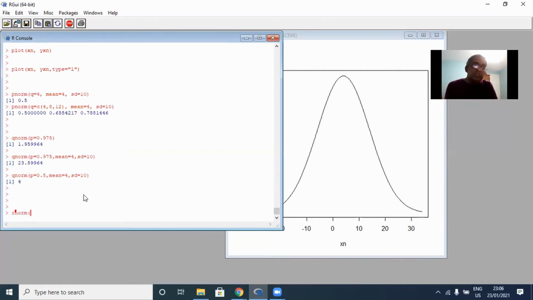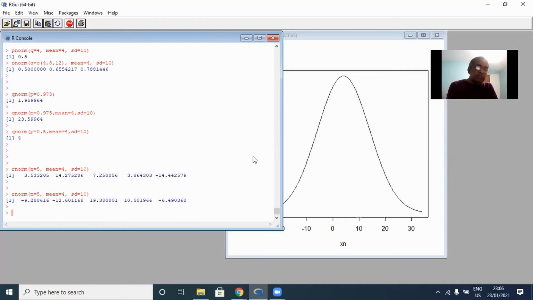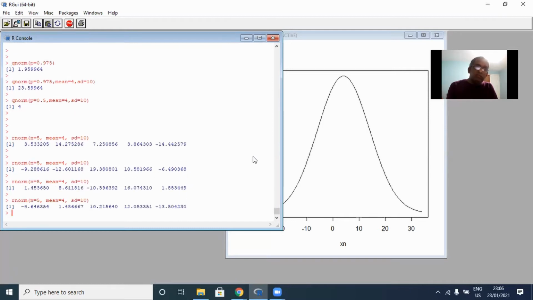rnorm is used to generate random numbers from a normal distribution. So suppose you want to generate 5 random numbers from a normal distribution with mean mu equal to 4 and sigma equal to 10. Use this command, you get these 5 numbers. Every time you type it, you get a different set of 5 numbers, because they are random.